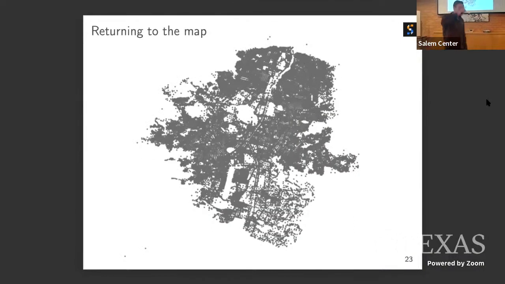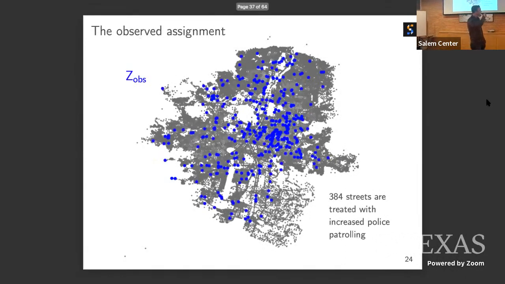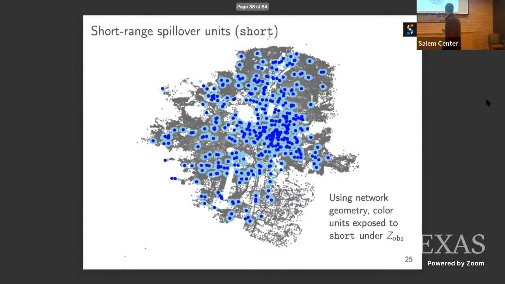So let's go back to our map and let's actually look at some pictures now and see how this works in practice. So we're going to return to our map. This is my observed treatment, my Z-obs. We had 967 total hotspots. Those were those red dots. Of that 967, 384 were treated with increased police patrolling. Just for that particular Z-obs, now I can actually color in light blue all of the spillover streets.